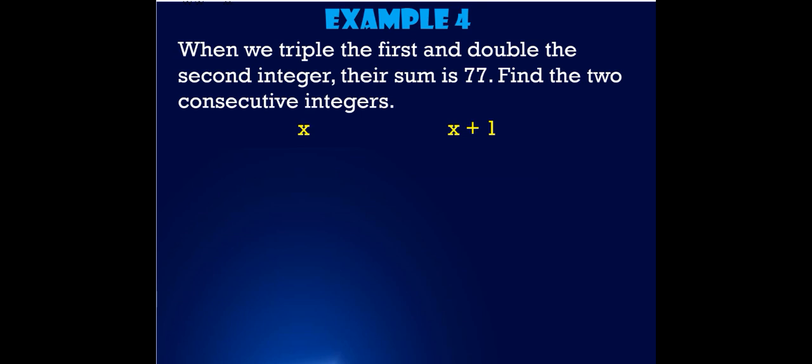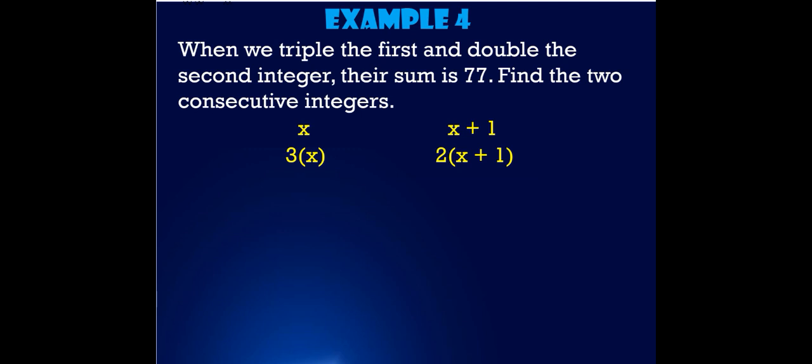Okay, tandaan nyo to ha. Kapag consecutive integers lang, plus 1 lang ng plus 1. Kapag consecutive odd or consecutive even, plus 2 siya ng plus 2. Okay, since we have x and x plus 1, gawin na natin siyang mathematical equation. Kapag tinriple natin yung first number, so ibig sabihin, 3 times first number is 3x. And double naman daw natin yung second integer. So, ibig sabihin, si 2 ita-times natin kay x plus 1.